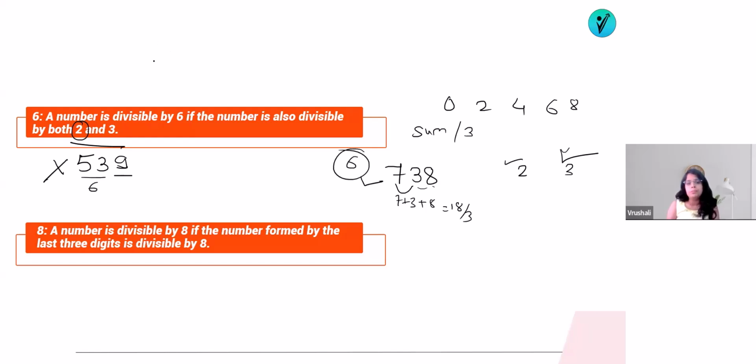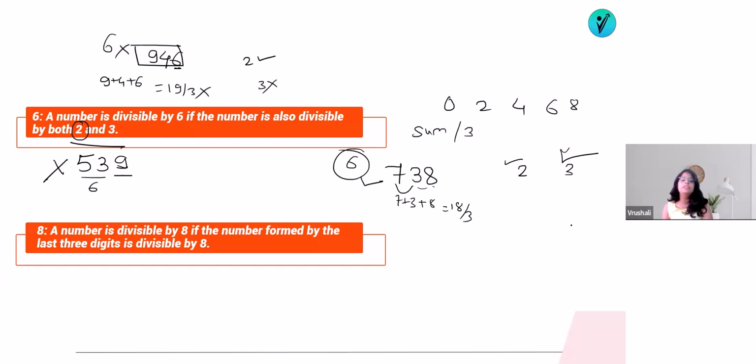If I take another number, suppose 946, you can see the unit digit is 6, so it is divisible by 2. If I add 9 plus 4 plus 6: 6 plus 4 is 10, 10 plus 9 is 19. 19 is not divisible by 3, so this 946 is not divisible by 6. This is how we will check it. If it is divisible by 2 and 3 both, that means the number is even and the sum is divisible by 3, we will say the whole number is divisible by 6.